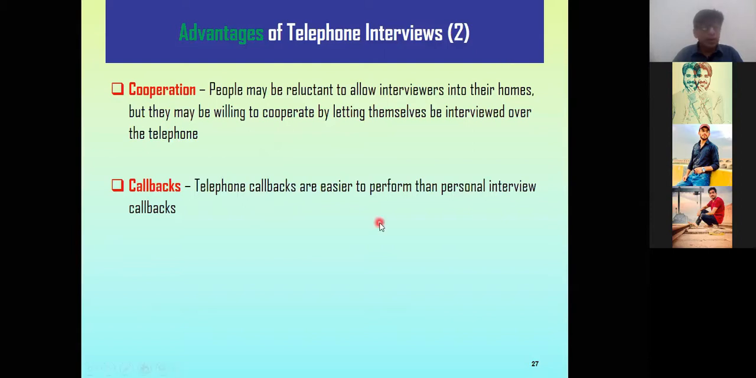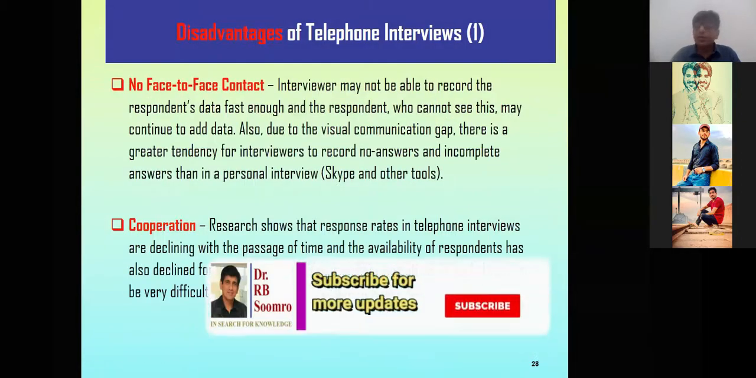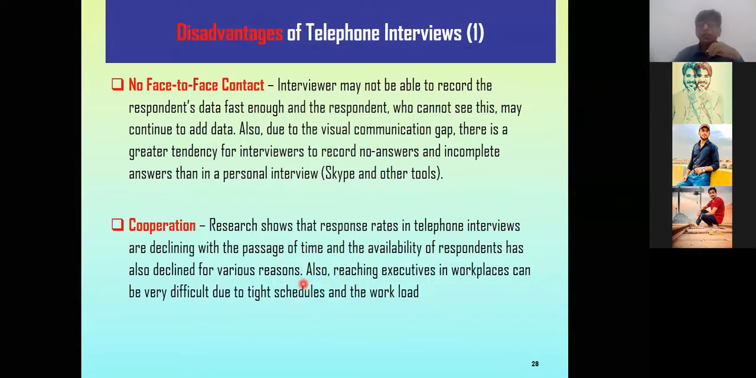Then disadvantages are also there. The disadvantage is that there is no face-to-face contact. Both are not near each other, and they do not know each other. So this problem may occur.